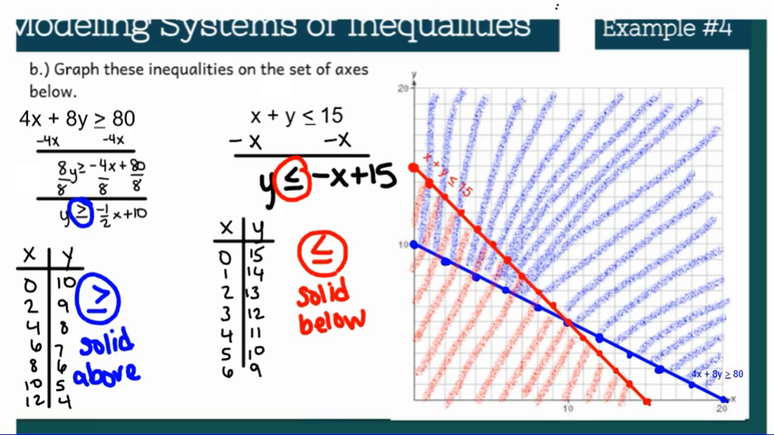The solution set is the part of this graph where the shaded regions overlap. It's the area of this graph where the red and the blue combine. It's this small section right here. We're going to label that with an S for solution set.